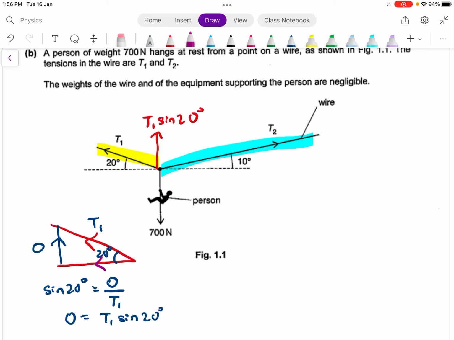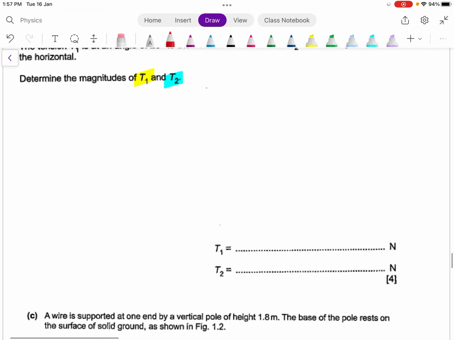What about T2? T2, same thing. You want the vertical component, so this one is your T2 sine 10. These two things add up to be equal to your 700, because total upward must be equal to total downward. So you must first write T1 sine 20 plus T2 sine 10. This will give you 700 Newton. So that is the very first equation.